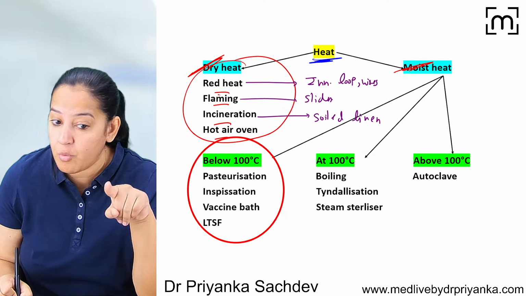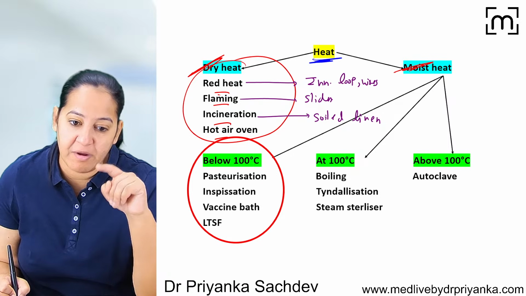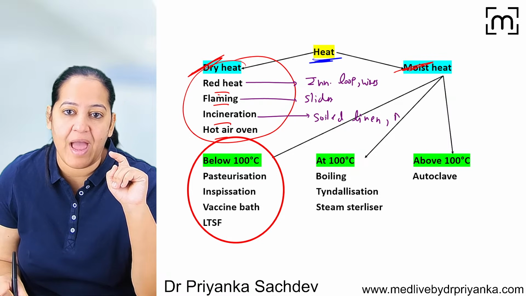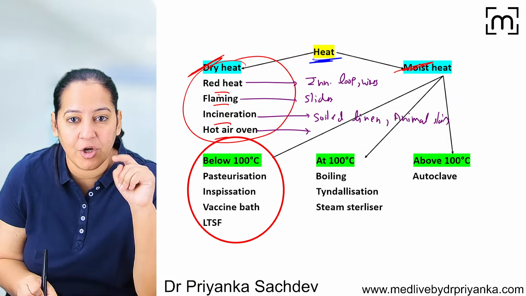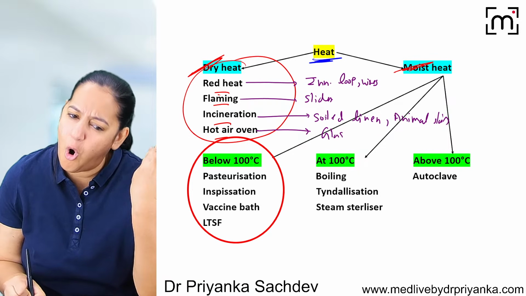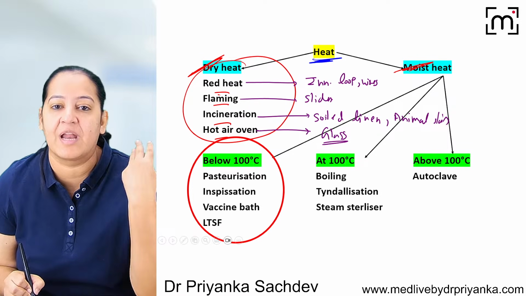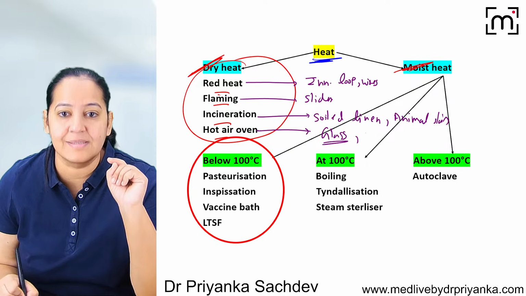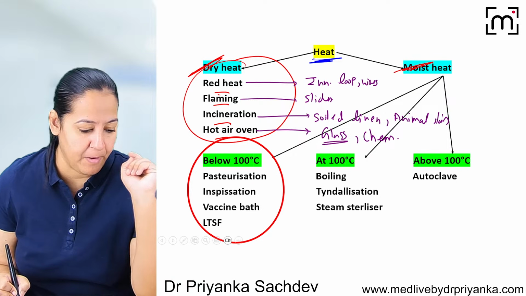Soiled linen: you know what is soiled linen? Any cloth or cotton which is contaminated with human fluid, especially blood. And number 2, animal skin. It is used for animal skin also. And number 4, hot air oven. The 2 uses are glass, all glass. It can be petri dish, flask, test tube, slide, anything. And number 2, chemical: oily chemical, including grease and dusting powder also.